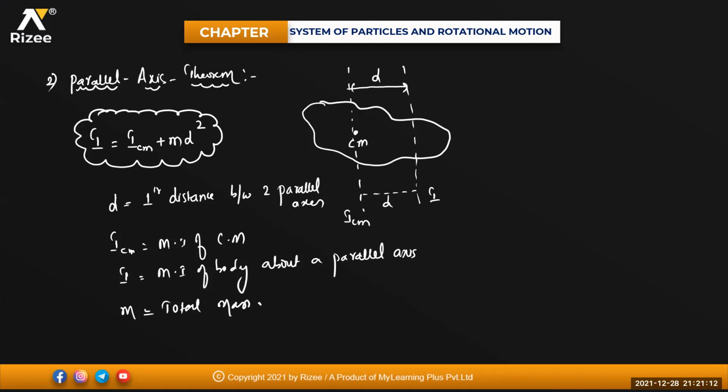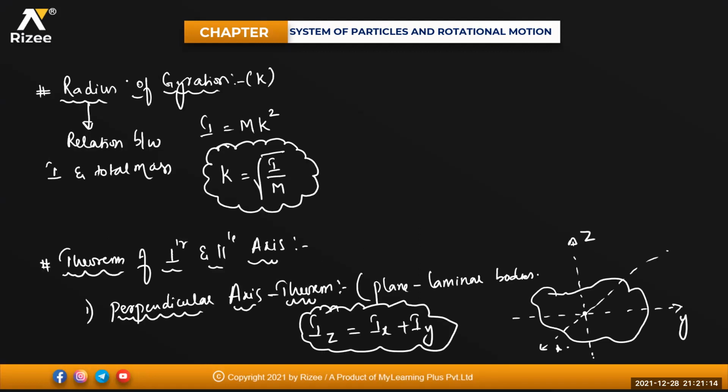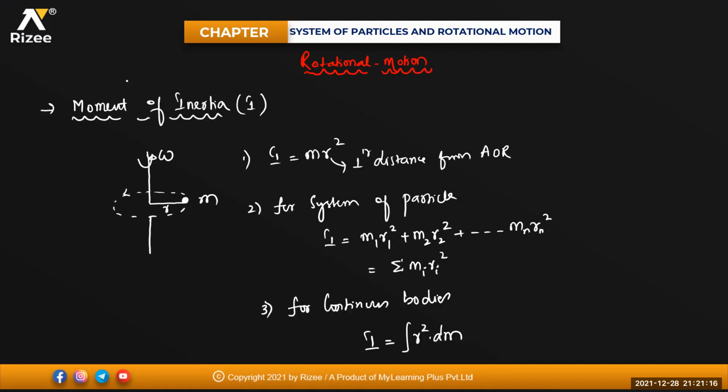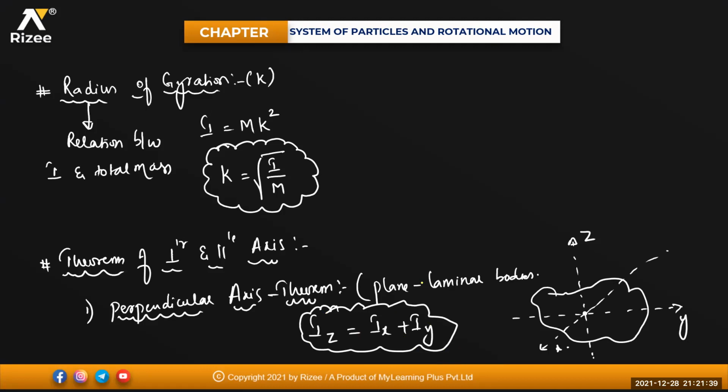Clear? So there are some things you need to remember in this one. The first formula is once again I is equal to m into r square. For a system of particles, we will be using the summation if the particles are countable. For continuous bodies, we will be using the integration relation: I is equal to the integral of r square into dm. Clear? Next one. Radius of gyration k is equal to the square root of I by m.